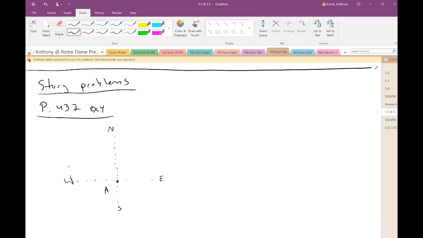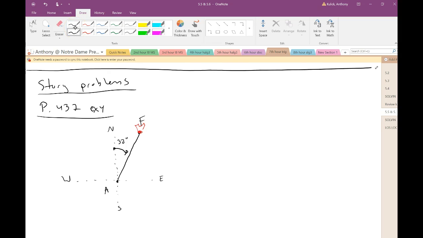So when it says east of north, it means we're starting on the north line, and we're going to go east 32 degrees. Everybody okay with that idea? And I'll call this point F, the fire. Maybe I should have drawn it in red. Those are supposed to be flames.